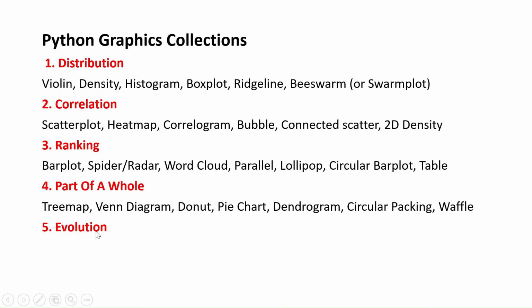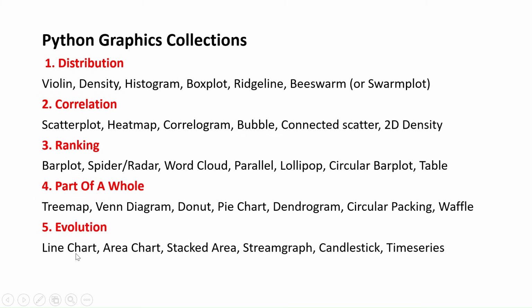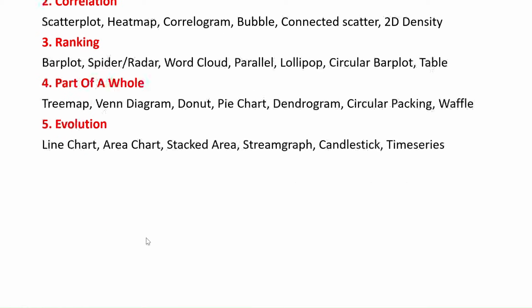Evolution. When we are looking at evolution, we look at how things progress as time goes. Some people say evolution, or they say progression. We call it progression as well. So line chart, area charts, stacked areas, streamgraphs, and time series. We look at the evolution. This is number 5. We've got 3 more. Stay tuned: 6, and then 7, 8.